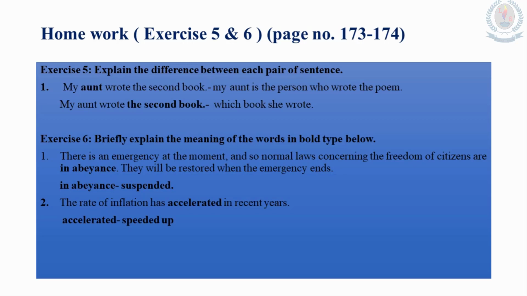And the last exercise, exercise 6: briefly explain the meaning of the words in bold type below. Here, number 1 and number 2, I have done for you. Number 1: there is an emergency at the moment, and so normal laws concerning the freedom of citizens are in abeyance. They will be restored when the emergency ends. So abeyance is highlighted here.